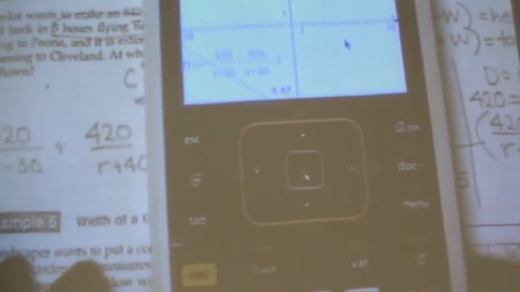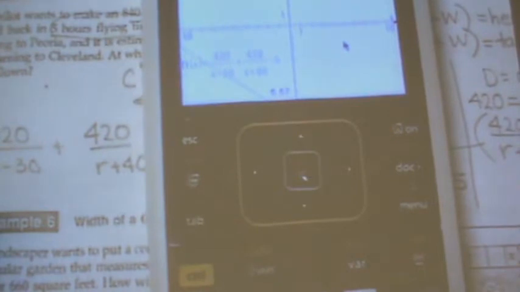Okay, so what did you get? This answer is negative 12. And there's another answer, we have to find it. So we're going to zoom out.